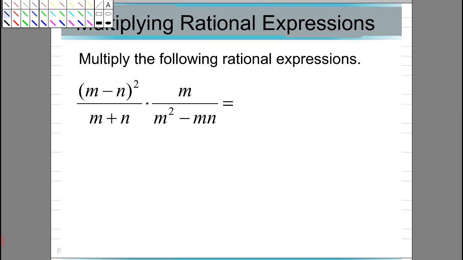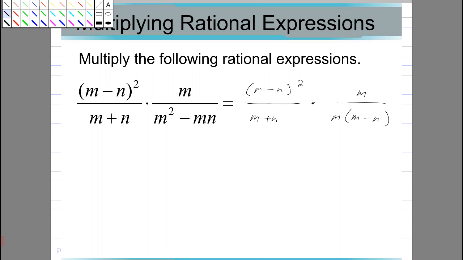Multiply the following rational expressions. The first thing we are going to do is factor. So the numerator on the left isn't going to change. Neither is the denominator. On the second fraction, though, we will have an m over, and m factors out there. M times m minus n.